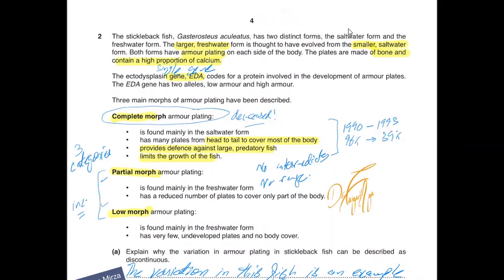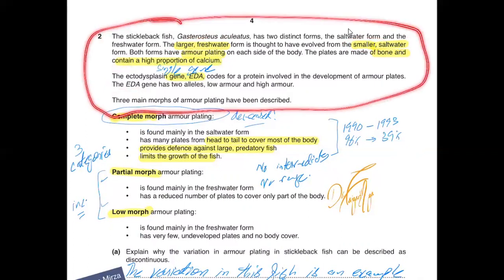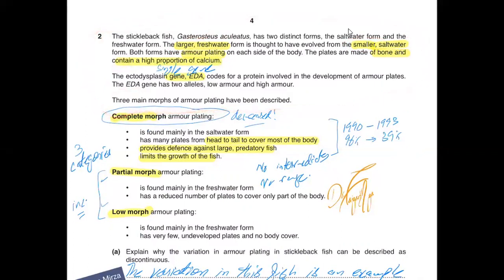So the saltwater form and freshwater form. So there are two types of forms here. The larger freshwater form is thought to have evolved from a smaller saltwater form. So this information is given to you. Always keep in mind that the information given in the initial part of the question is always very relevant to what you need to address later.